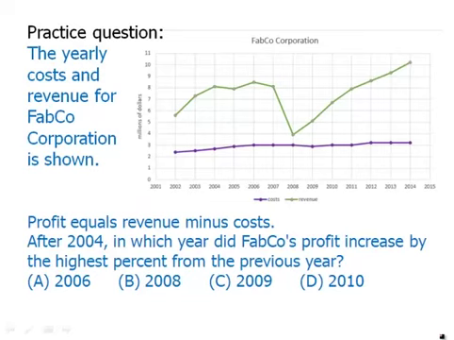Here's a practice question with a time graph. Pause the video, work on this, and then we'll talk about this.